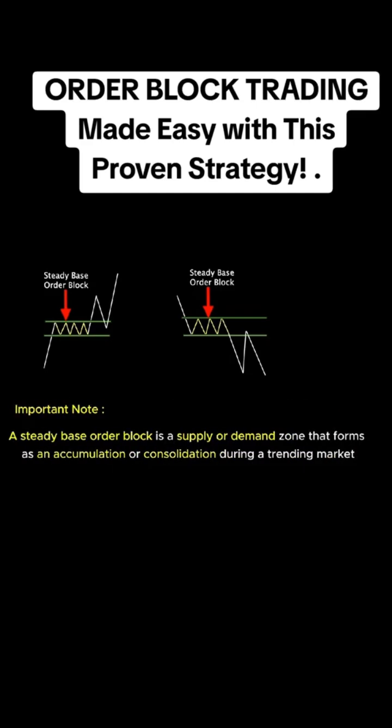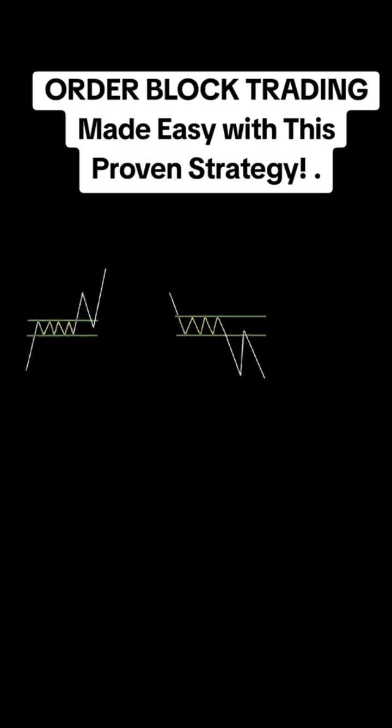In simpler terms, a steady base order block is a supply or demand zone that forms as an accumulation or consolidation during a trending market. These zones act as key points where large players position themselves before driving the market in the same direction, either pushing prices higher in an uptrend or lower in a downtrend.